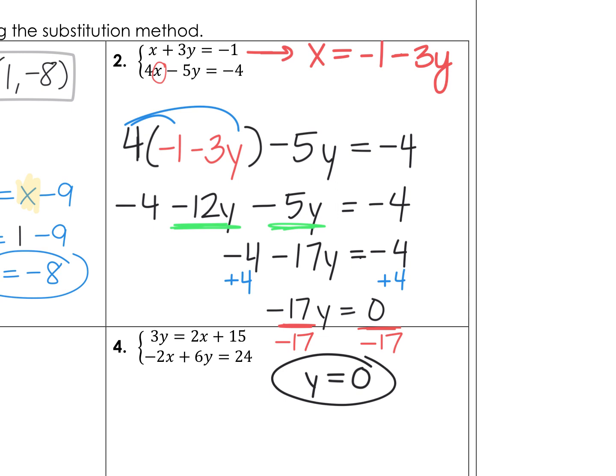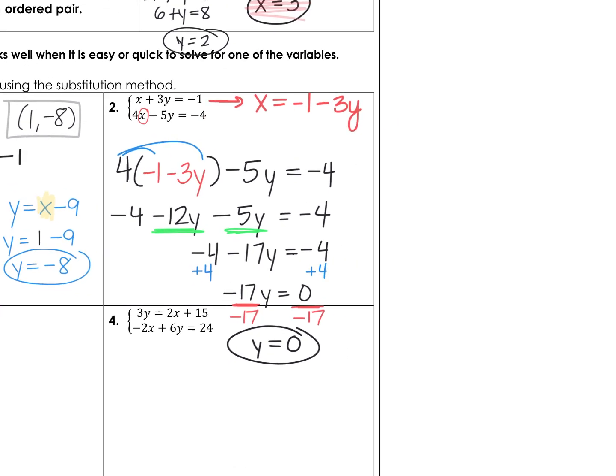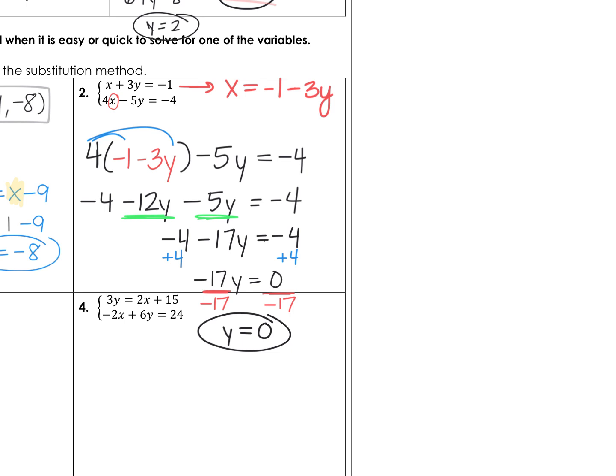Which equation do you want to pick to plug back into? The bottom one looks pretty unpleasant, so let's use the top one. Yep, I would. Technically, you could use the x equals negative 1 minus 3y, but for the sake of not being confused, we're going to use the original. So x plus 3y is equal to negative 1. Does it matter? No, you can use whatever one you want.